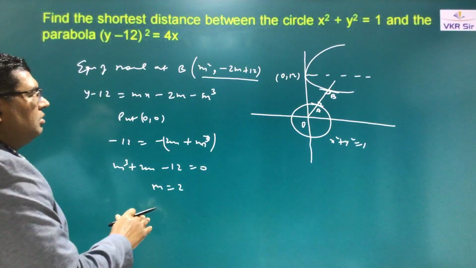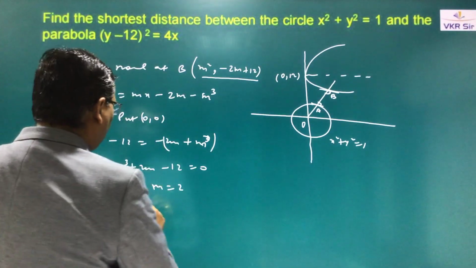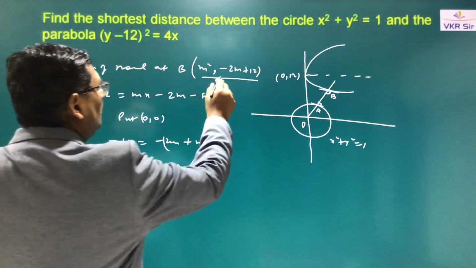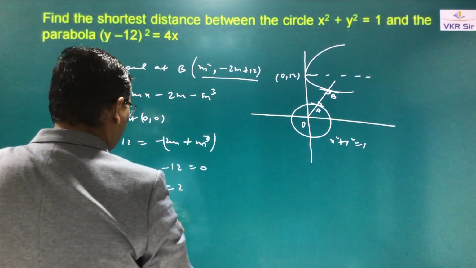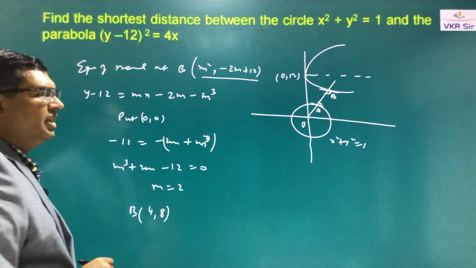If m is equal to 2, what is happening? We have got the coordinates of B. Put it here. So it is 4, comma, how much? 8. All right. So we have got the coordinates of B.